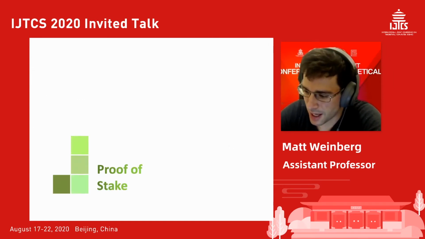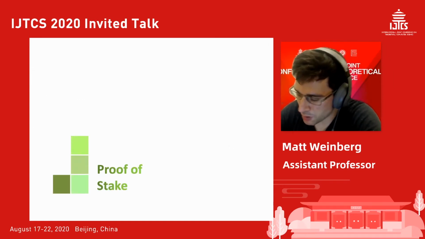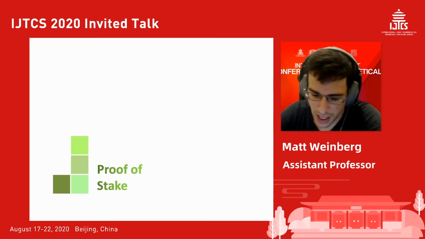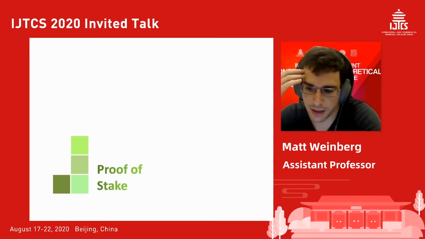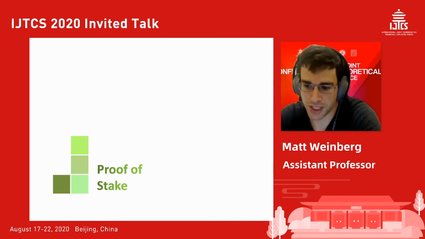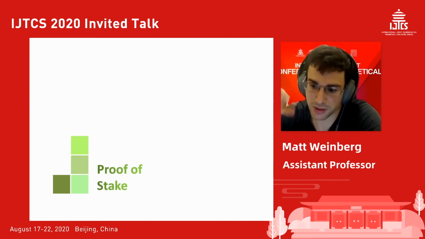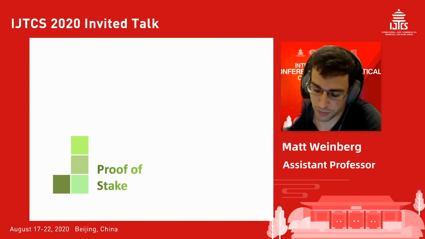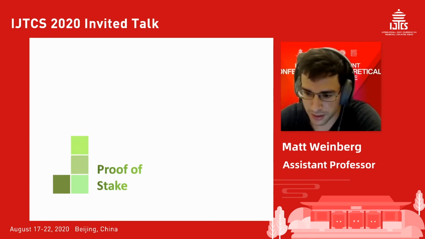Okay. So since I am almost out of time, I'm just going to try and give some high-level intuition for what makes proof of stake, from an incentives perspective, different from proof of work, and then I'll end the talk after that.